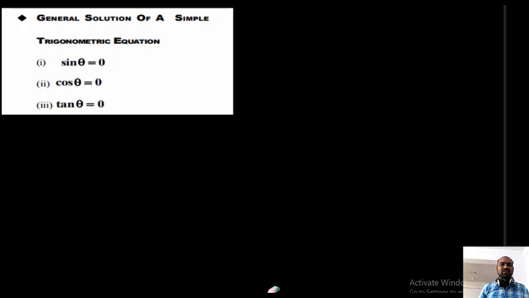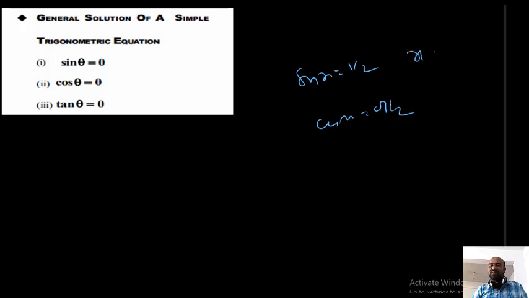Next, the actual concept is the general solution of simple trigonometrical equations. Actually, listen, student. Sin x equal half, what is the x value? Cos x is equal to root 3 by 2, what is the x value? How to find the x value? That is called the general solution.